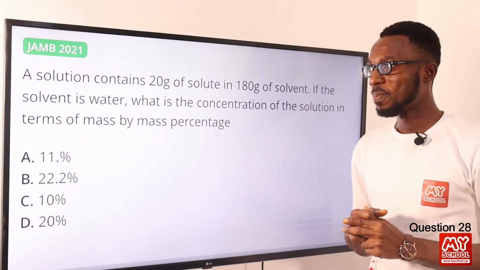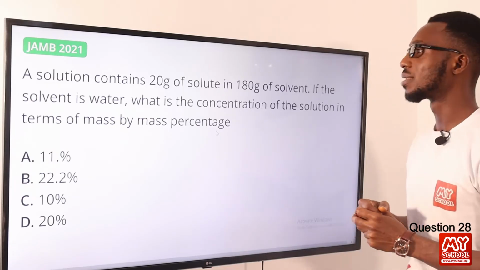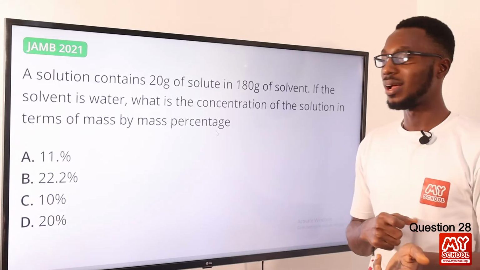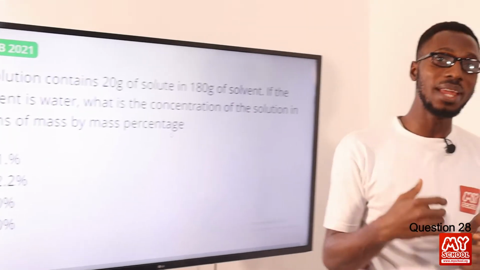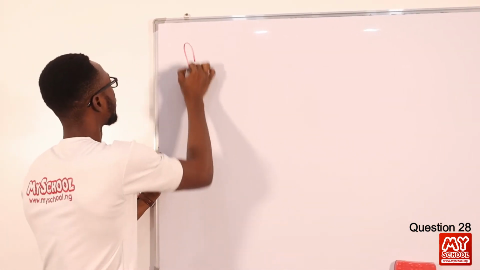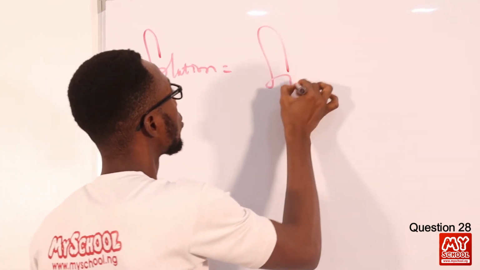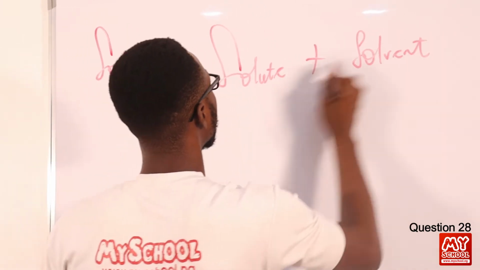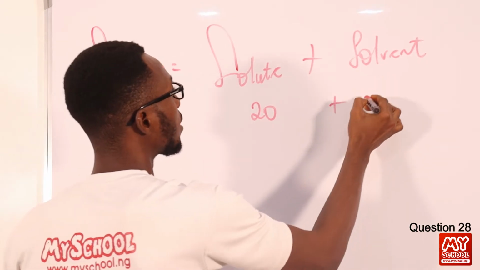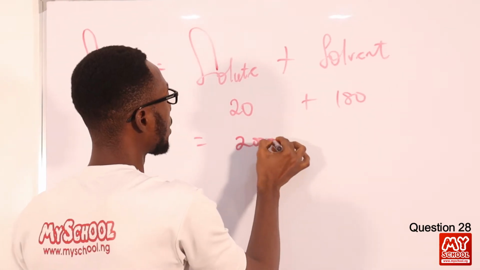Question 28. A solution contains 20 grams of solute in 180 grams of solvent. If the solvent is water, what is the concentration of the solution in terms of mass by mass percentage? I think this makes the solution easier. We know that solution is actually your solute plus your solvent, right? Solute added to solvent. So solute is 20 grams, your solvent is 180. So the mass of the solution will be equal to 200 grams, isn't it?